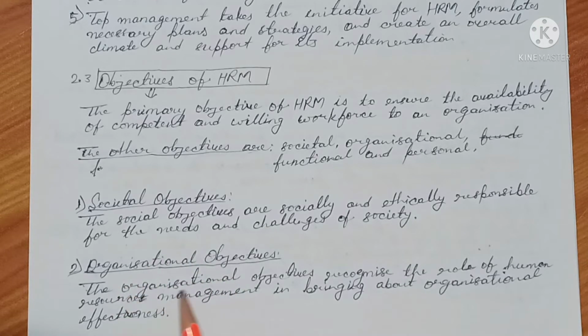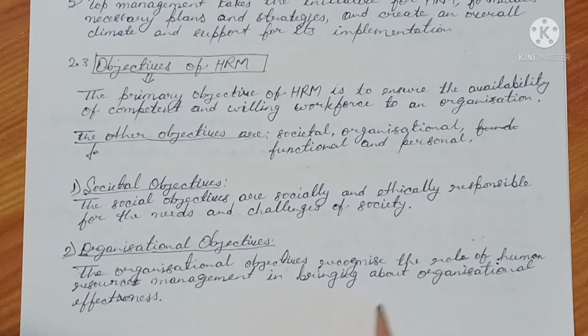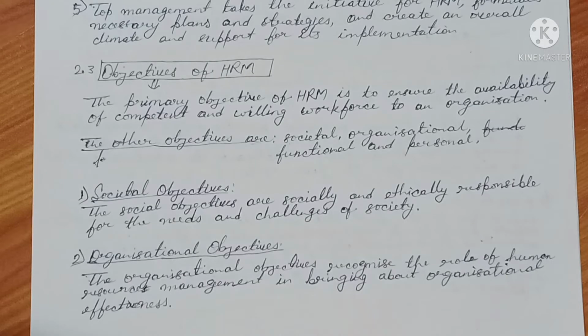Okay, the next here is organizational objectives. So the human resource manager should, as given, recognize the role of human resource management in bringing about organizational effectiveness. So human resource management is responsible for bringing about organizational effectiveness. If any organization has to be effective, then the human resource manager should be responsible for that. They should implement the strategy so that the organization's human resource can be effective.